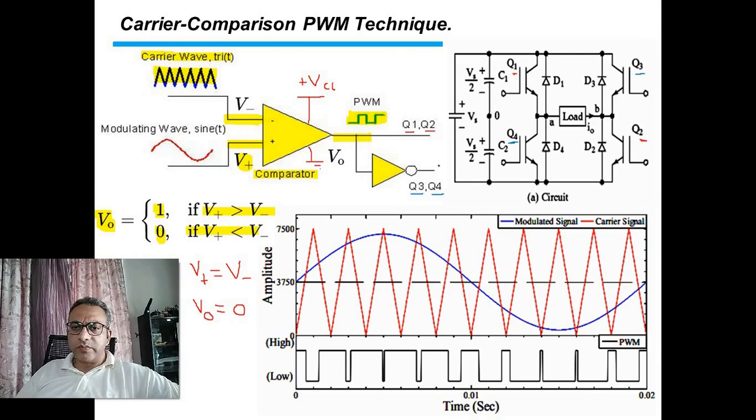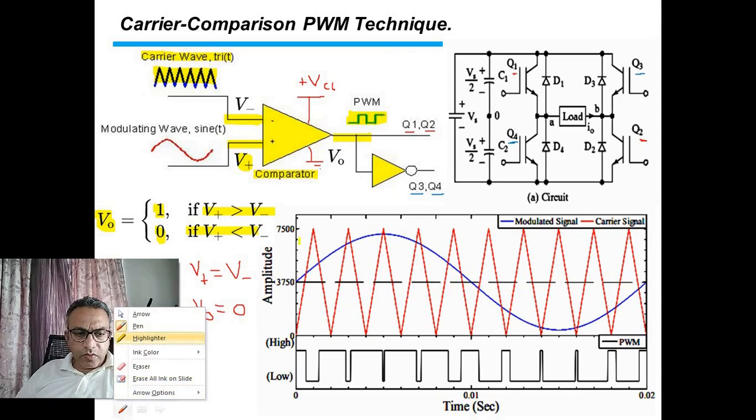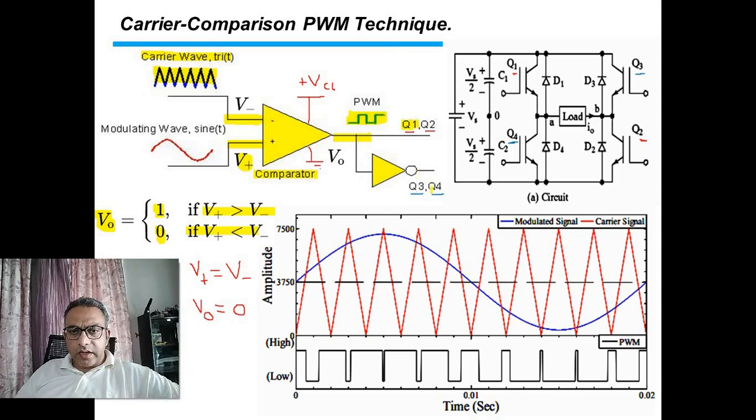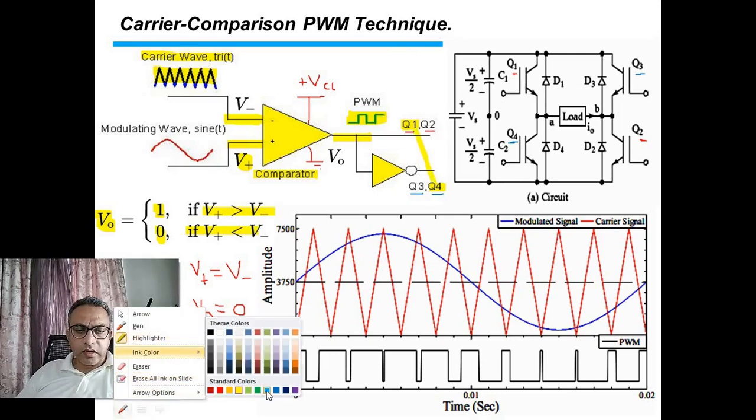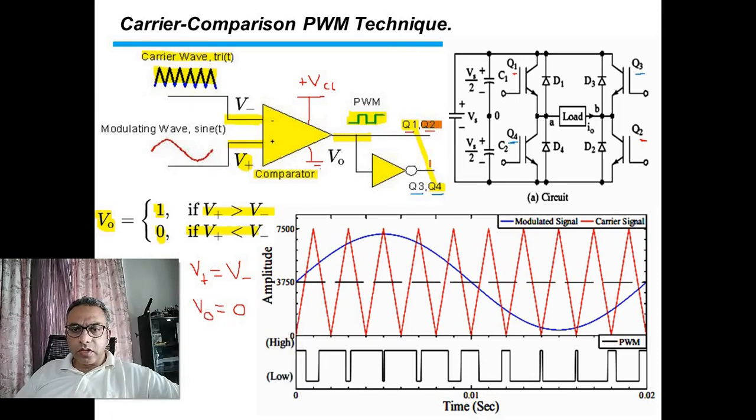Q1 and Q4, they are working as a complementary pair, and Q2 and Q3, they are also working as a complementary pair. So this is a very simple arrangement through which we can drive a single phase inverter.